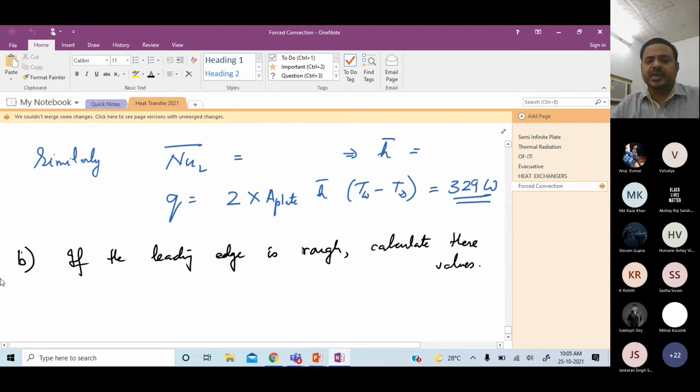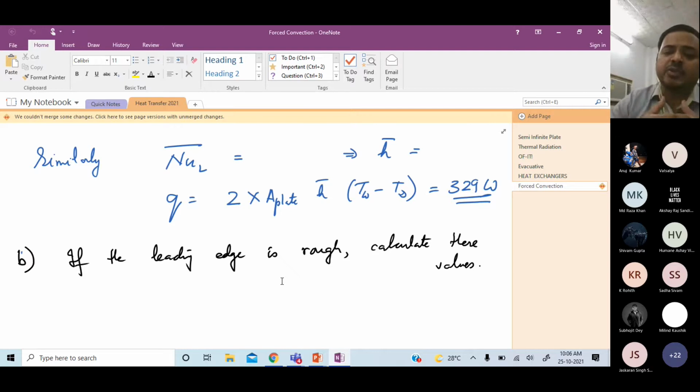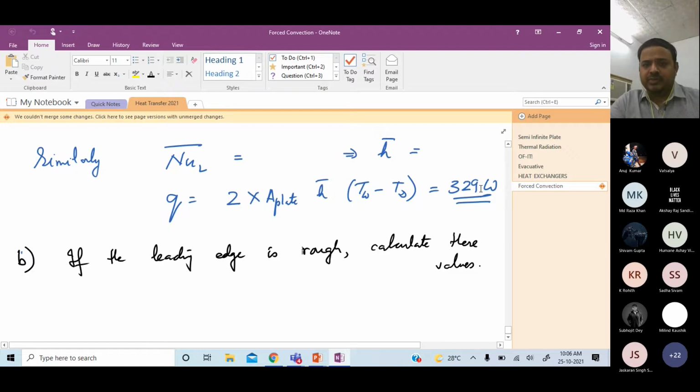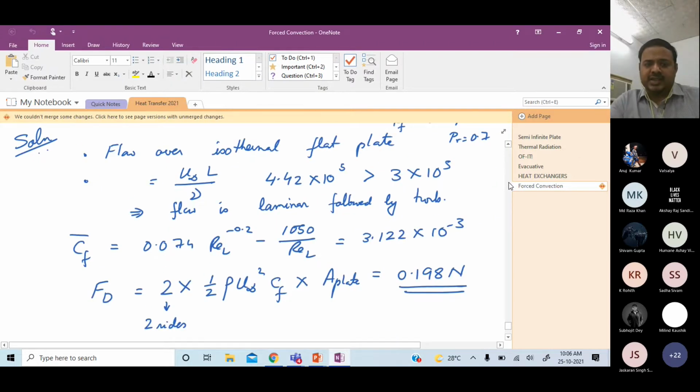Then what we said, which is part B, and I asked you to do that at home, is if the leading edge is rough, which means that we are introducing some mechanism by which the boundary layer becomes turbulent, what we call tripping of the boundary layer, right at the leading edge. So the flow will be turbulent throughout, right from the beginning. Remember, this is artificially done. If it was a natural course of action, it will start as laminar and then go to turbulent after a certain distance. But here we have initiated the turbulence earlier. So I asked you to use the appropriate correlations and work out the values of the drag force as well as the total heat transfer.